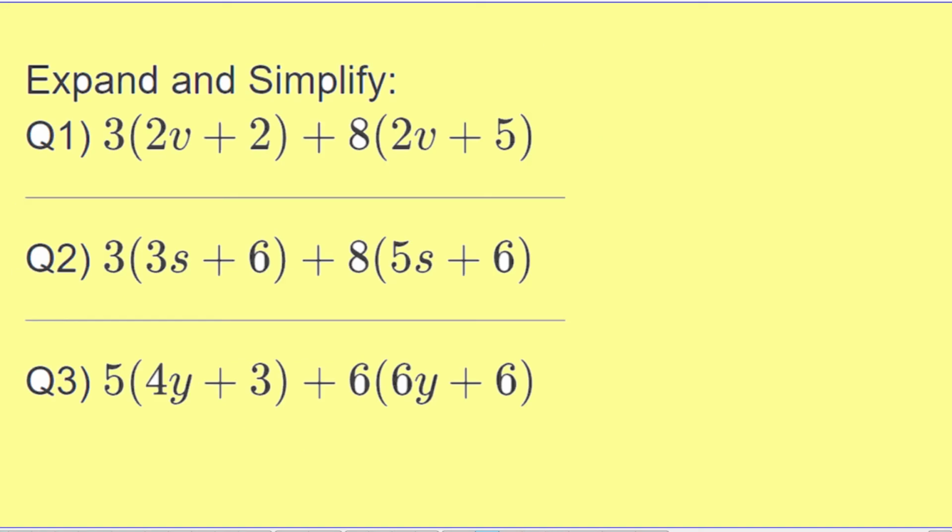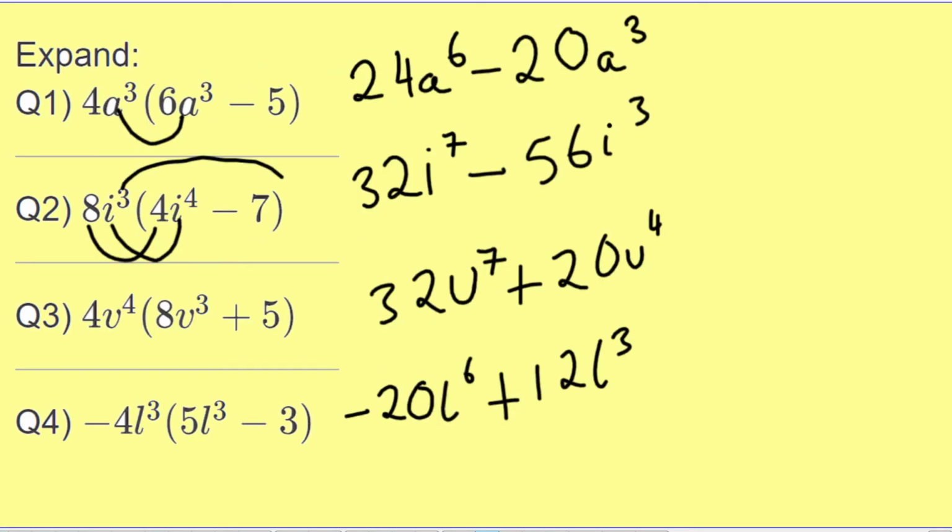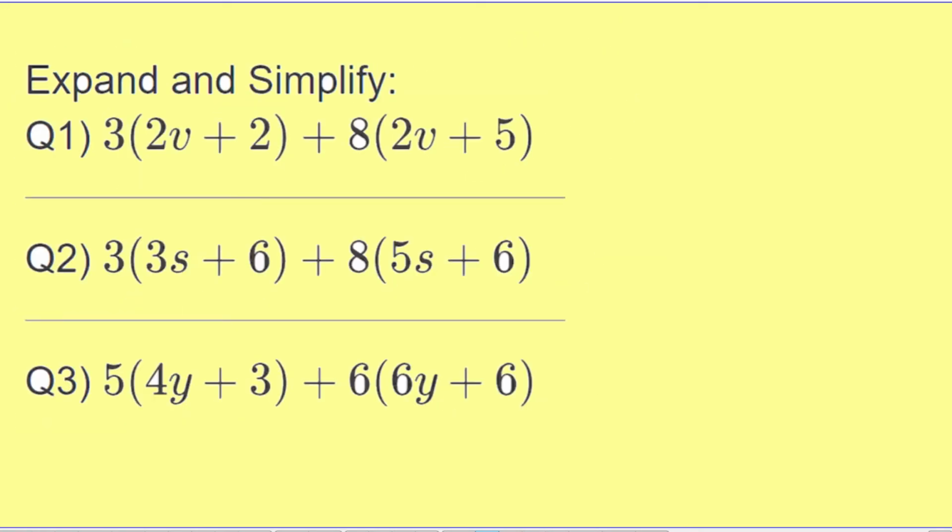Okay, so that's expanding when you're just expanding one bracket. Now we're going to look at expanding two brackets and then simplifying. So now there's going to be an extra step at the end. We're going to expand the bracket first. So 3 times 2u is going to give us 6u. 3 times plus 2 is going to give us plus 6. 8 times 2u is going to give us 16u. And 8 times 5 is going to give us 40.